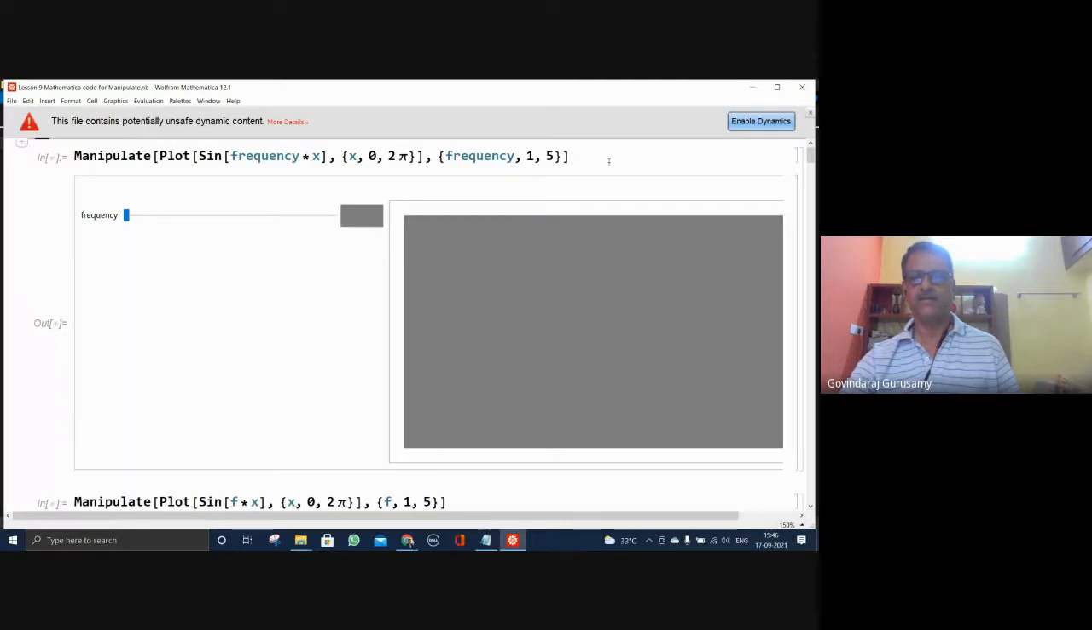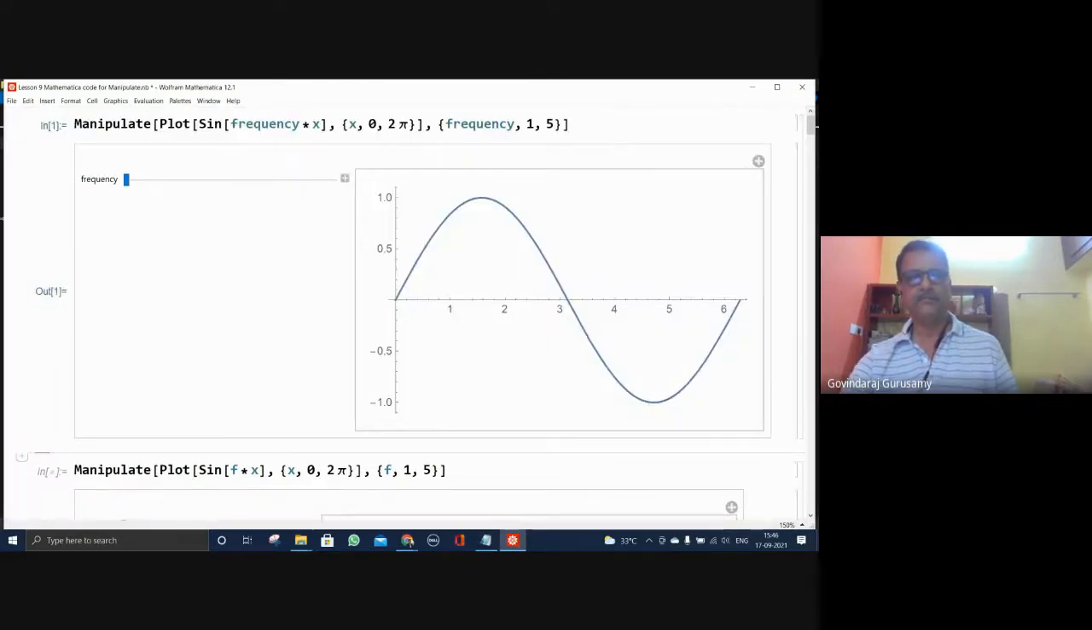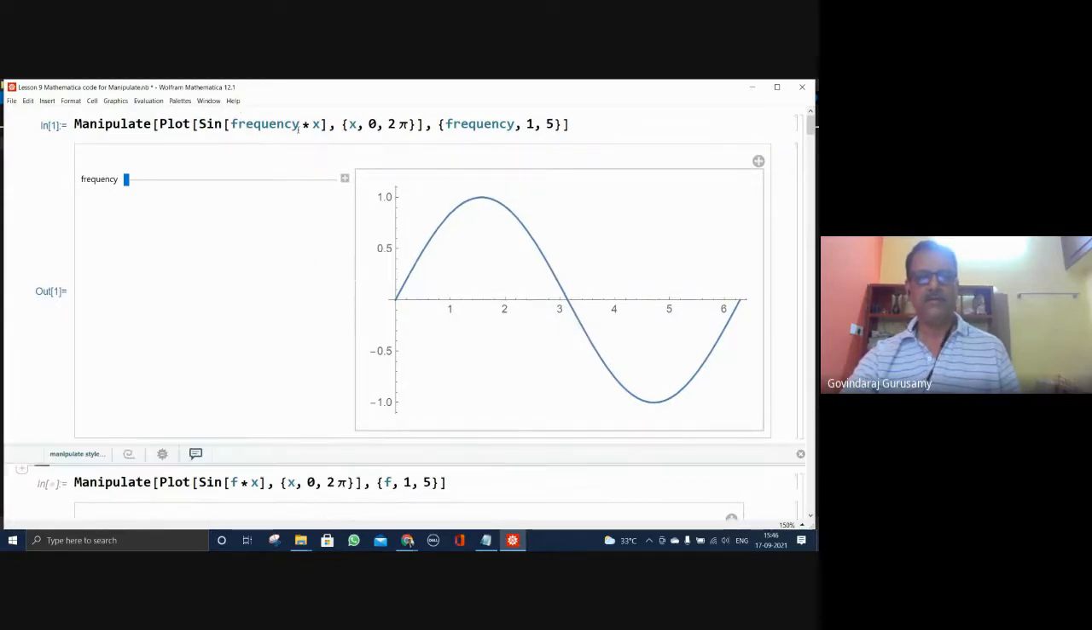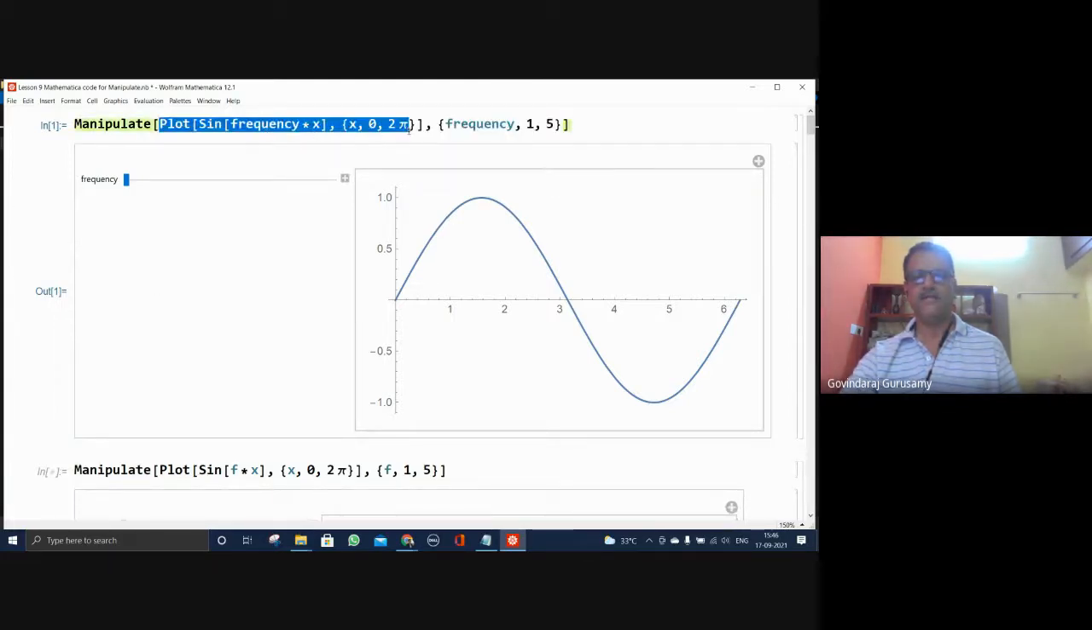Now start from the first one, which is the simplest. Manipulate sine of frequency times x, with x from 0 to 2 pi and frequency varying from 1 to 5. What does it mean? If I plot this for a range of x with frequency equal to 1, I will get this output. Okay, that's what it means.